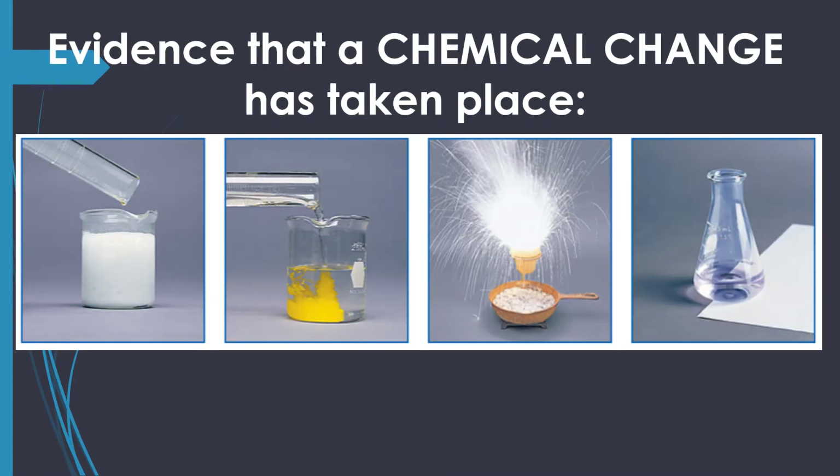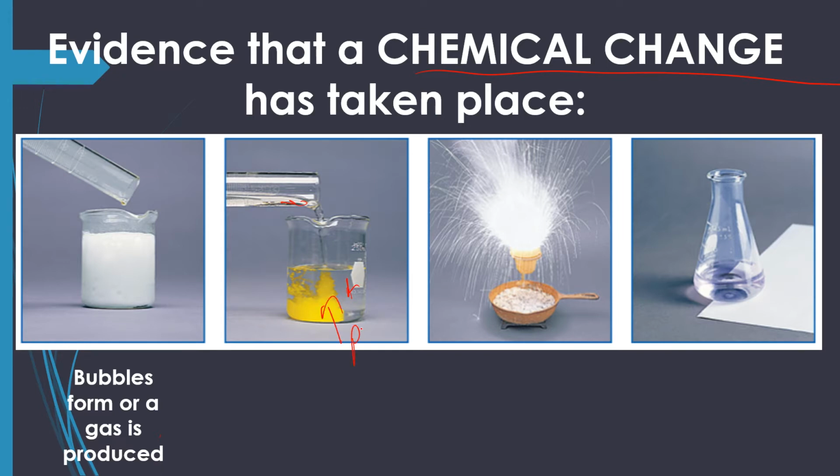And the way to know that is through these four things. When you make bubbles or a gas is formed, that is a sign that a chemical change took place, that there's a chemical reaction. When you form a solid, so look here, we've got a clear liquid going into another clear liquid, and this solid is formed, and that solid is called a precipitate. And a precipitate is a sign that a chemical reaction has taken place.